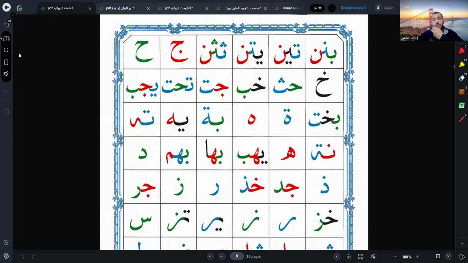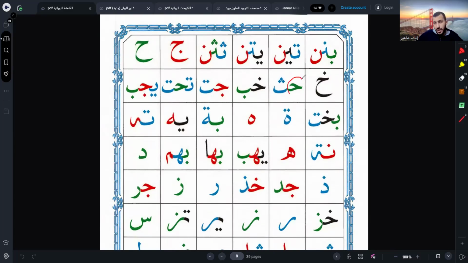So the same here, it's going to be the same shapes, the same thing that we did. Here we have ba, nun, nun. So this is a nun in the middle, this is a nun at the end, ba at the beginning, da, ya, nun. So I think it's easy to know.